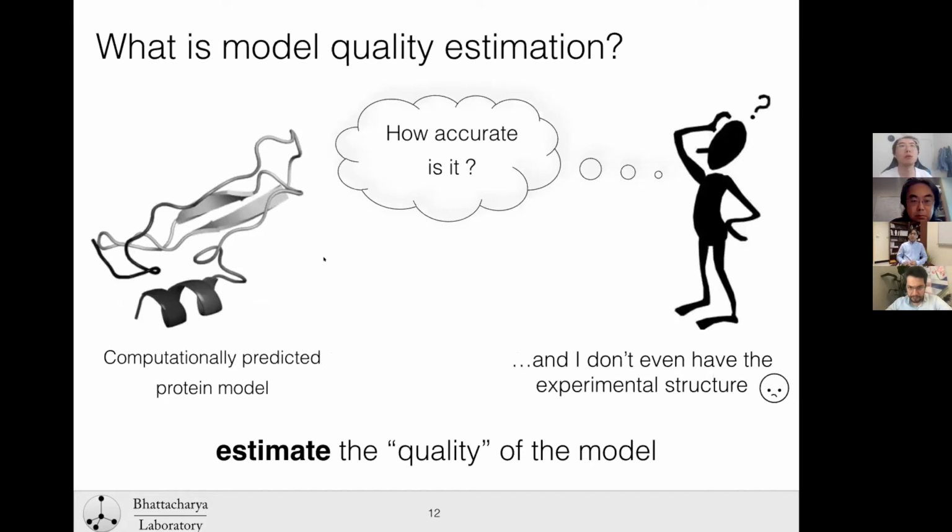Here is the problem statement. We have the computationally predicted protein model. It might come from homology modeling or methods such as AlphaFold. So we really don't know how much information went into this prediction of the structure. And we don't have the experimental structure. The problem of model quality estimation is, can we accurately predict how accurate the model is? So this is like estimating the quality of the model.